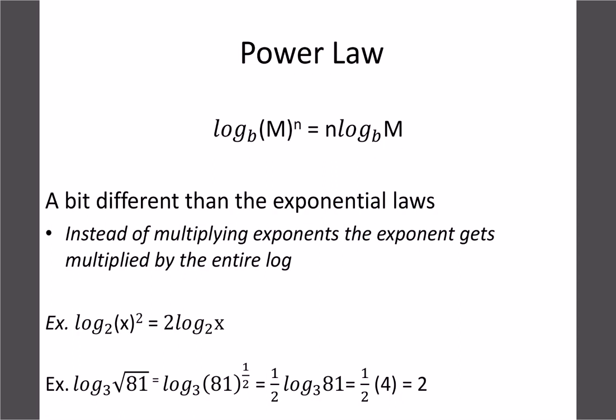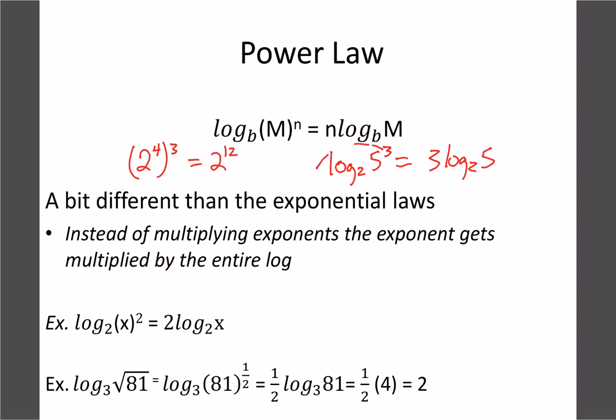Okay, the next one, the power law, is kind of like exponents, but a little bit different. If you think back to exponents, the power law would look something like 2 to the 4 to the power of 3, and we would just multiply those together to get 2 to the 12. In terms of logs, it's a little bit different, because normally we'd have log base 2 of 5 to the power of 3, or something like that. We only have one exponent, so instead of multiplying it, that 3 gets multiplied by everything. So it ends up being 3 times log 5.